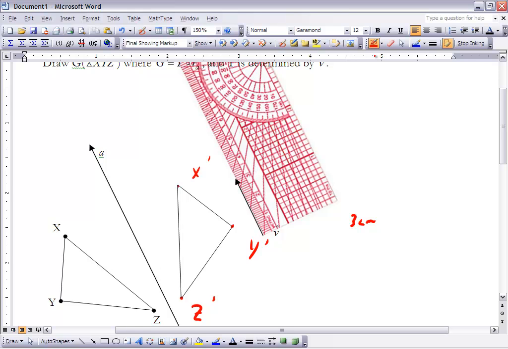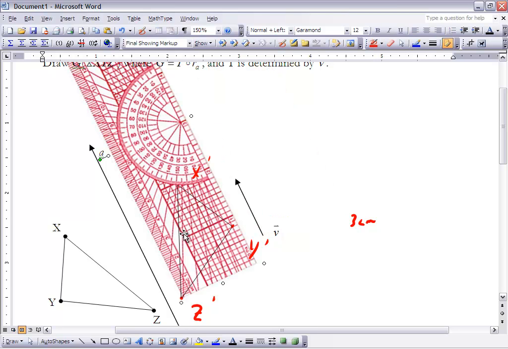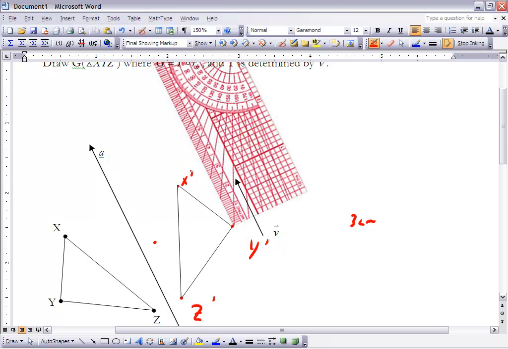So we'll start with Z prime and move that 3 centimeters first. Okay, so I've got my ruler then on Z prime. I'm going to measure up 3 centimeters to where that is, and I'm going to make a mark. That's going to be my new image point Z double prime. Okay, and then I'm going to repeat the process for each of the other 2 points. So I'm measuring up 3 here. This would be my new Y double prime.